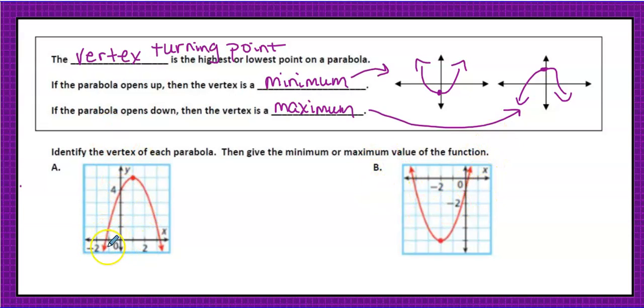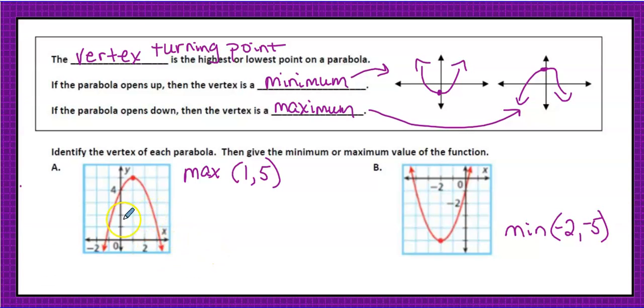Okay, so this parabola opens down. In other words, the opening of it is pointing down. The arrows are pointing down. So this is a maximum. And this maximum is at 1, 2, 3, 4, 5: (1, 5). Okay, and that's where the vertex is. This is opening up, so this is a minimum down here. And the vertex is at -2, then down 1, 2, 3, 4, 5: (-2, -5). Okay, so that's what the vertex is.